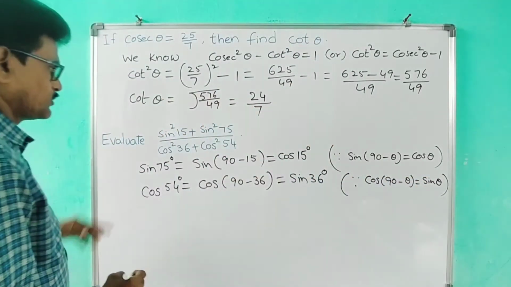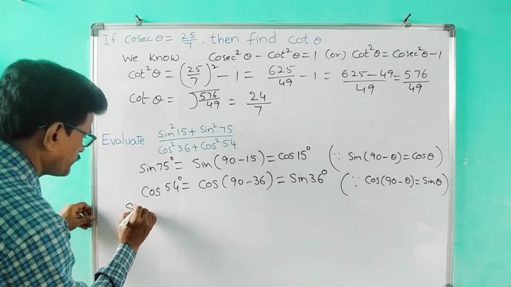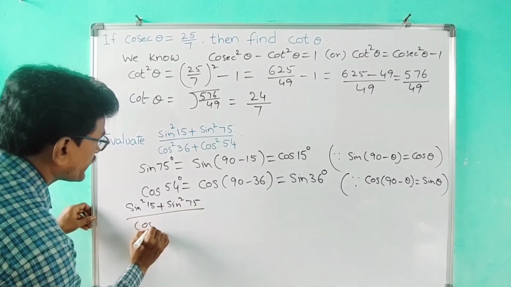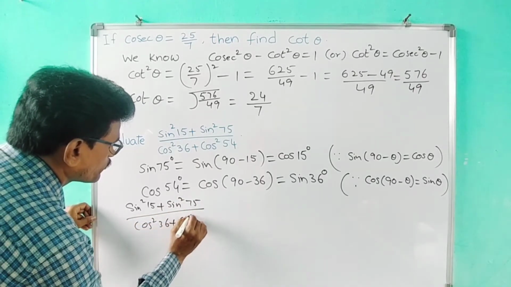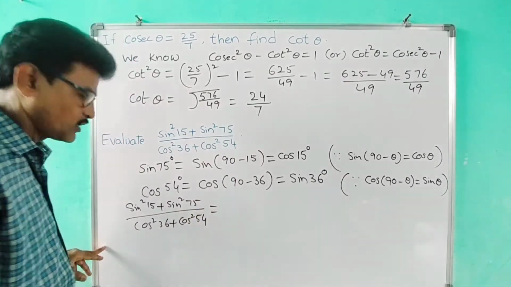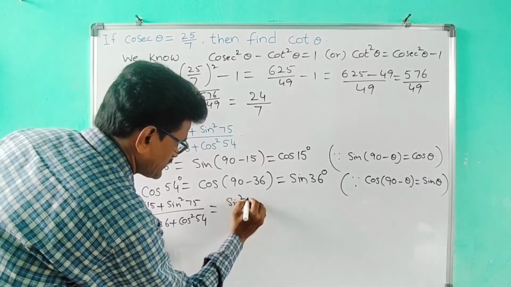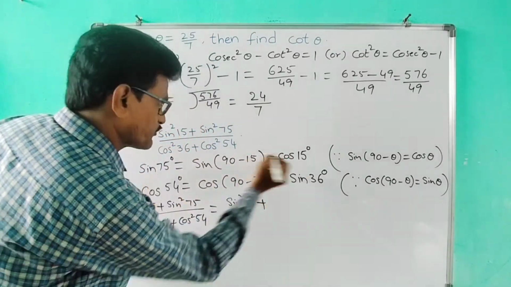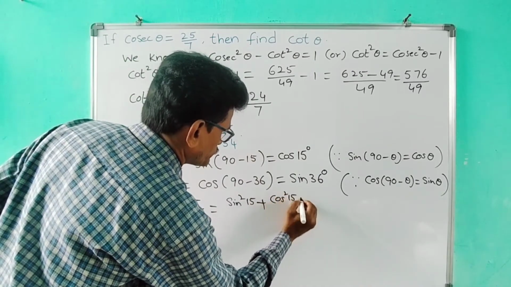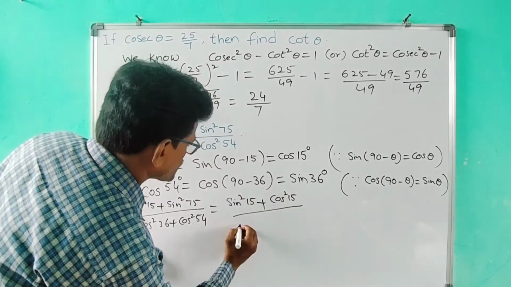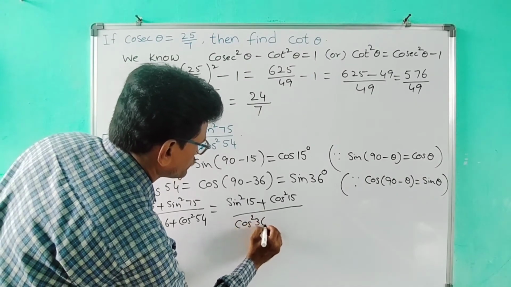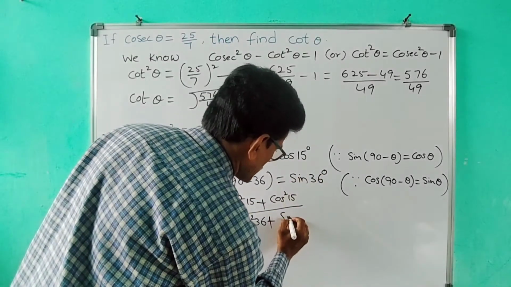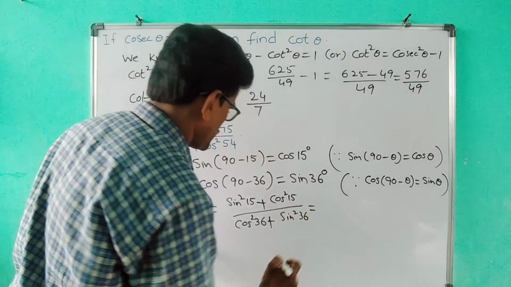Since cos(90 minus theta) is nothing but sin theta, now I am changing the problem. Once again I will write (sin square 15 plus sin square 75) by (cos square 36 plus cos square 54). Now sin square 15 as it is, plus sin square 75. Sin 75 is cos 15, so cos square 15. Cos square 36 as it is, plus cos 54 is sin 36, so cos square 54 is sin square 36.